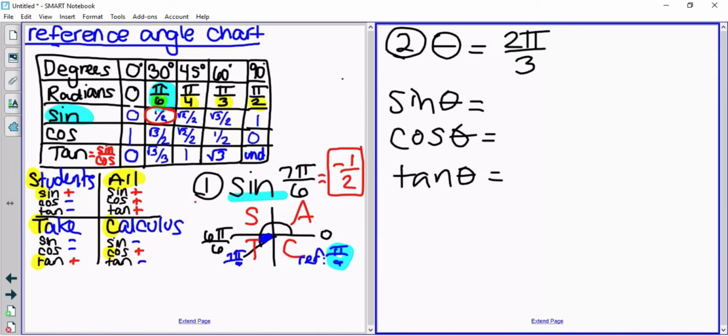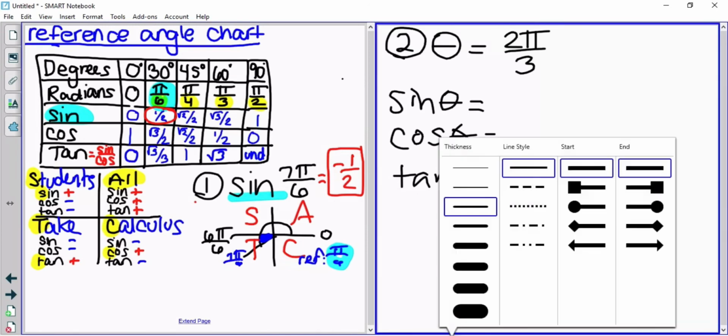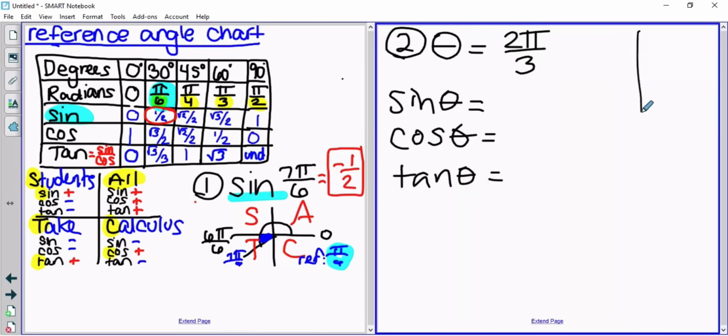We're going to draw this. So let's draw an XY axis. Here's 0. Here's pi, or 3 pi over 3. So 2 pi over 3 is going to be right here in the second quadrant. Why do I care? All Students Take Calculus. That S means that the sine is going to be the only thing that's positive. So I'm going to immediately put a negative in front of my cosine and my tangent answers.